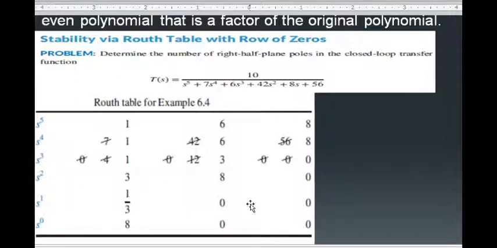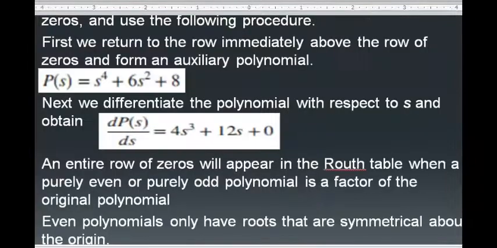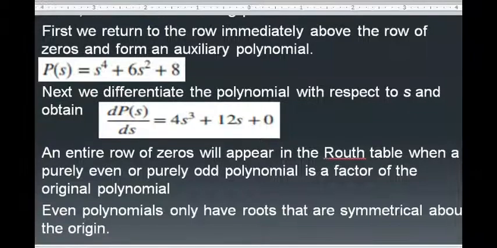Right. The second part of the Routh-Hurwitz criterion is understanding, or interpreting, what it means. So whenever the entire row becomes 0, there are always even polynomials in the denominator of the transfer function. What does the even polynomial mean?